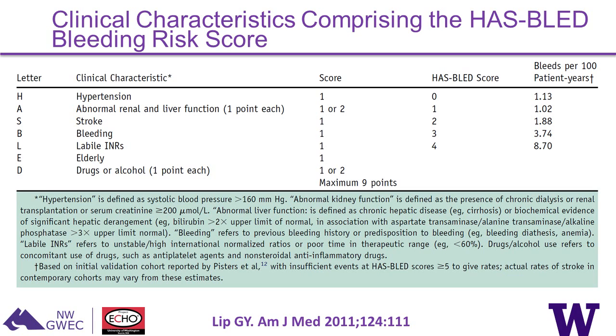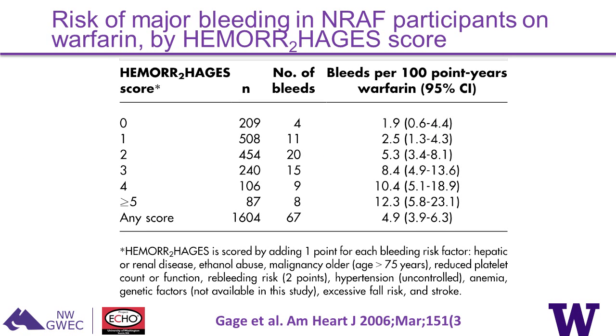So looking at HAS-BLED according to number of combined positives or points, you can see that the risk of bleed per 100 patient years is listed on the right-hand column. So, obviously the higher the number of risk factors, the more risk of bleeding there is. Here is a similar table for the HEMORR2HAGES risk scoring system, a little bit more cumbersome, more factors, with the risks for bleeds for 100 patient years on the right.